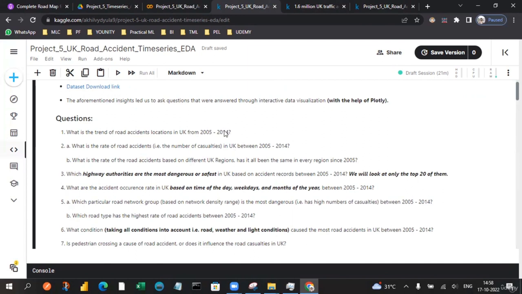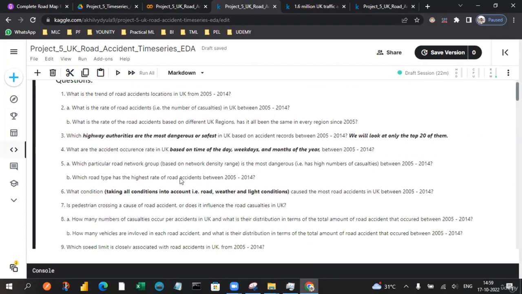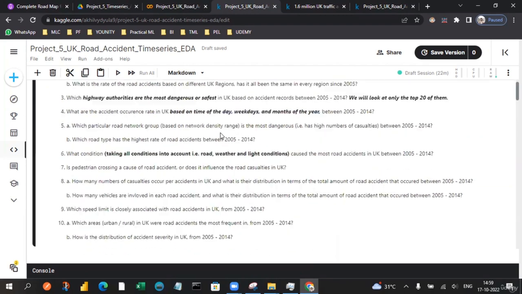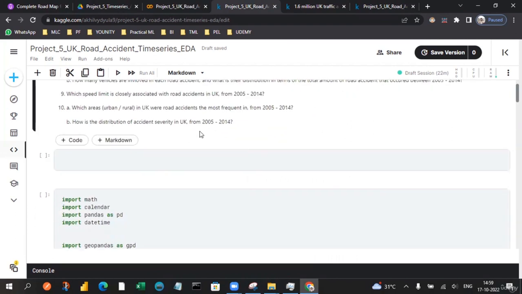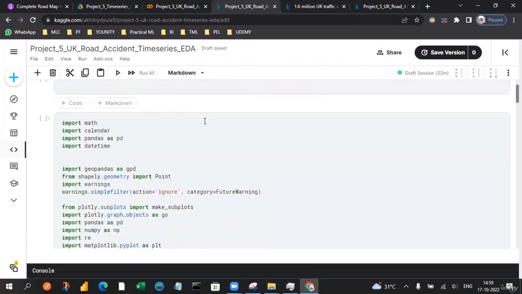These are some of the questions we can focus on in the EDA part, so that we get some idea about the data analysis of this UK road accident data: from which location to which location, from which period to which period, and what exactly the trend and seasonality are, since we are working with time series data. Let's go question by question, so that we understand the important perspectives, and then we can focus on the model building.